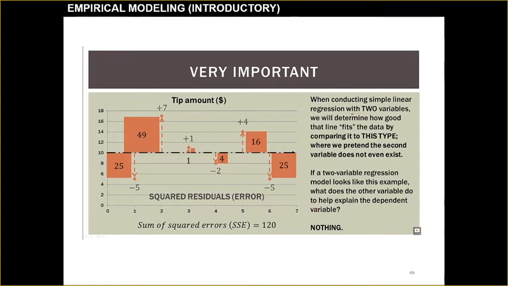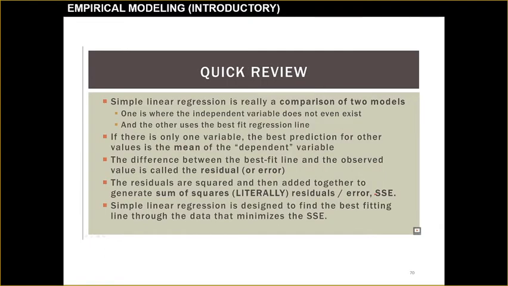When conducting simple linear regression with two variables, what it means is that the simple one gives you just one variable's simple average. When conducting simple linear regression with two variables, we will determine how well that line fits the data, comparing it to the case where we pretend the second variable does not even exist. The second data we do not have at all. So we can compare and see what the difference from the first will be. If the two variable regression model looks like this example, how does the other variable help? Now let's see. So, a quick review of what we have studied.